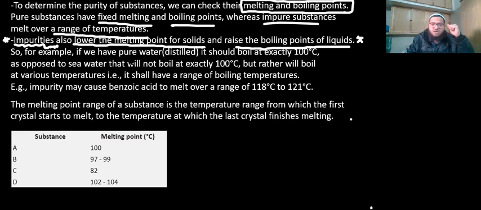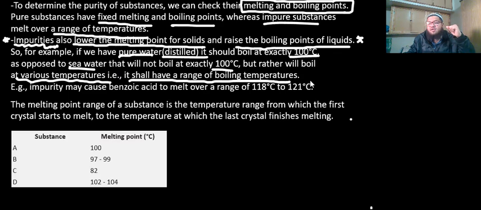And I've given an example over here. If we have pure water, by pure I mean distilled water, having no impurities at all, it would boil at exactly 100 degrees Celsius, and that's true because we know the boiling point of water is 100. But if we talk about seawater, which contains tons of impurities, it won't boil at exactly 100 degrees Celsius, but will boil over a range of temperatures, and most probably above 100 degrees Celsius. Why? Because impurities raise the boiling points of liquids. And again, it should have a range of boiling temperatures, and we've talked about the range point as well.